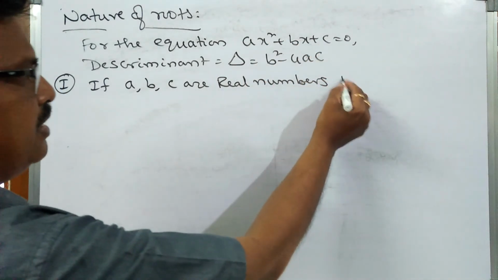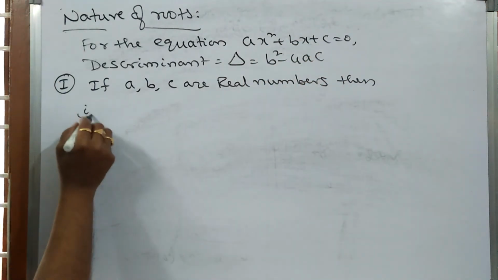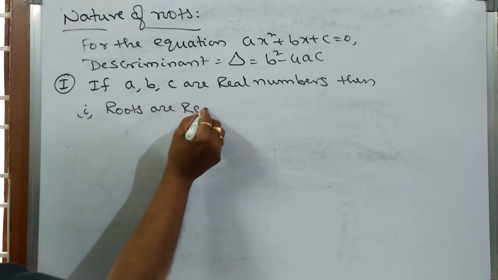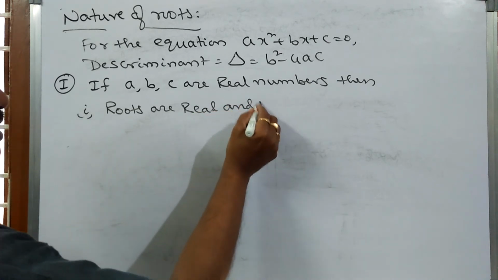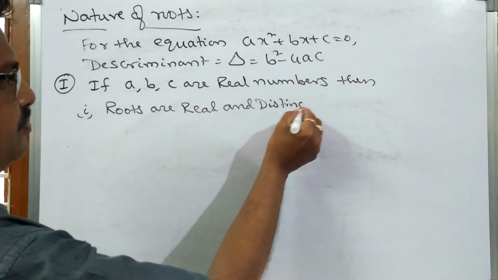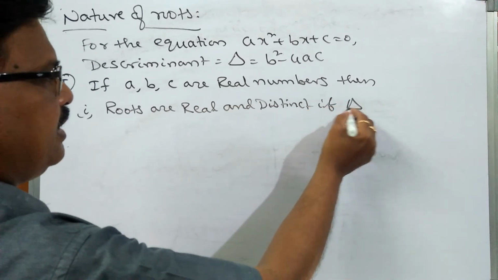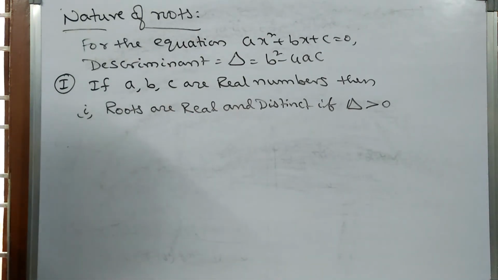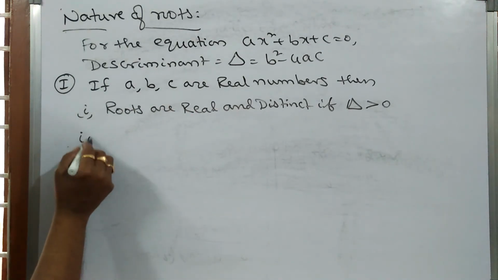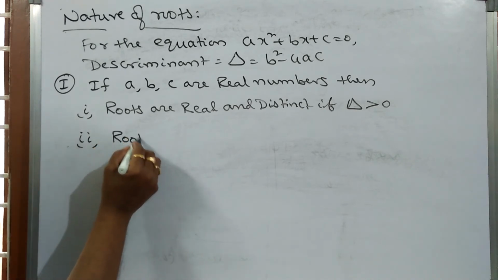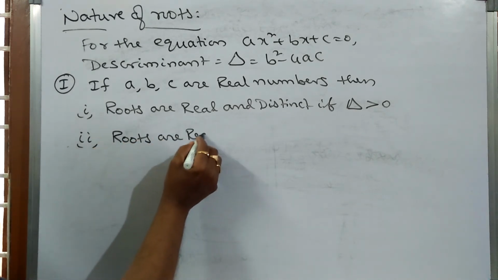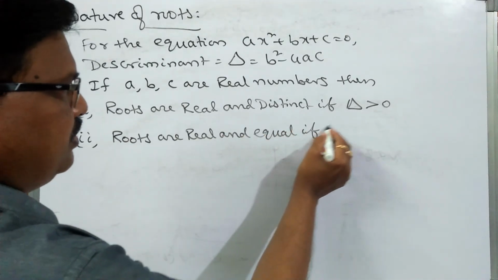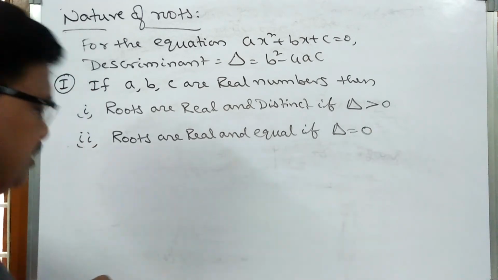Then number 1, roots are real and distinct if delta is greater than 0. If the discriminant is greater than 0, then the roots are real and distinct. Number 2, roots are real and equal if delta is equal to 0. Delta means discriminant.